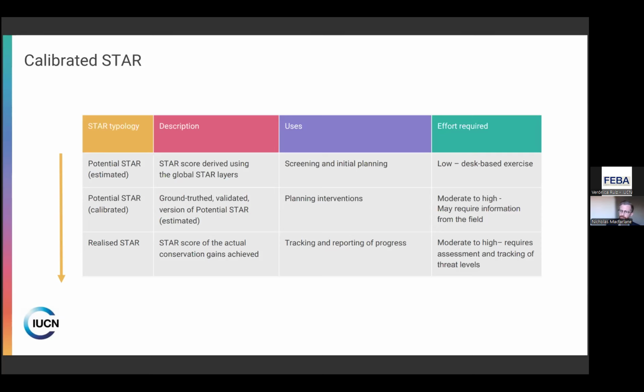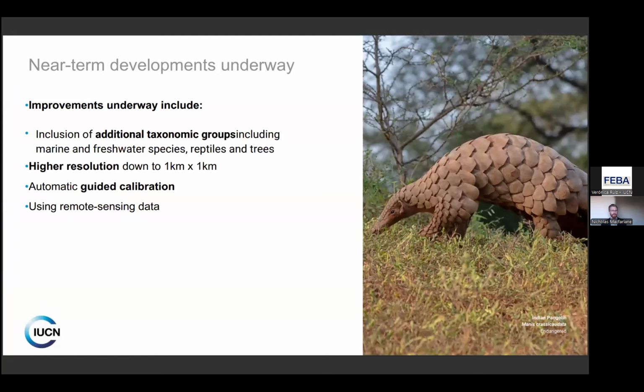Next slide, please. Beyond calibrated STAR, there are a couple other near-term developments underway. The original STAR layer, and the one that is in the Integrated Biodiversity Assessment Tool and the Contributions for Nature platform, which I'll talk about a little bit more in a little bit, is based on terrestrial birds, mammals, and amphibians. Incorporating additional taxonomic groups is a top priority. STAR for marine environments was just published in Nature last year. STAR for freshwater environments is under review right now. And the plan is to include reptiles and trees over the course of this year as well.